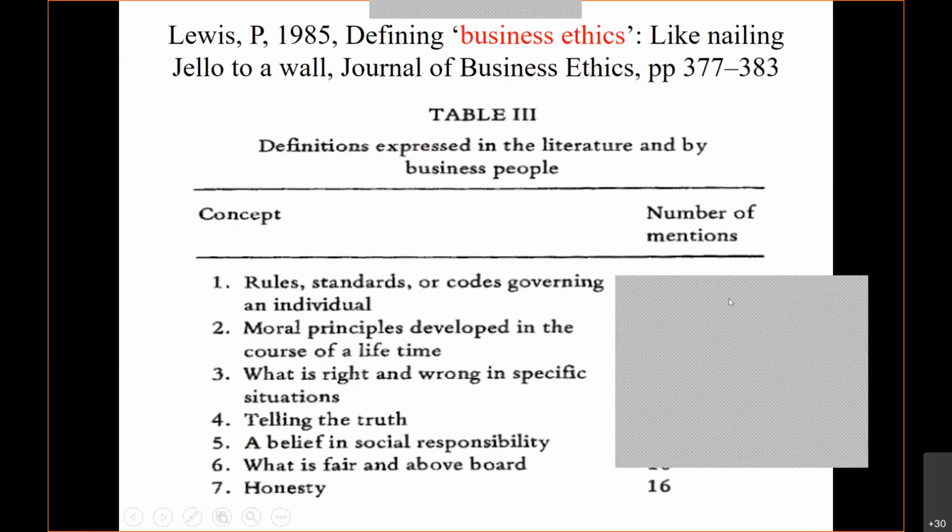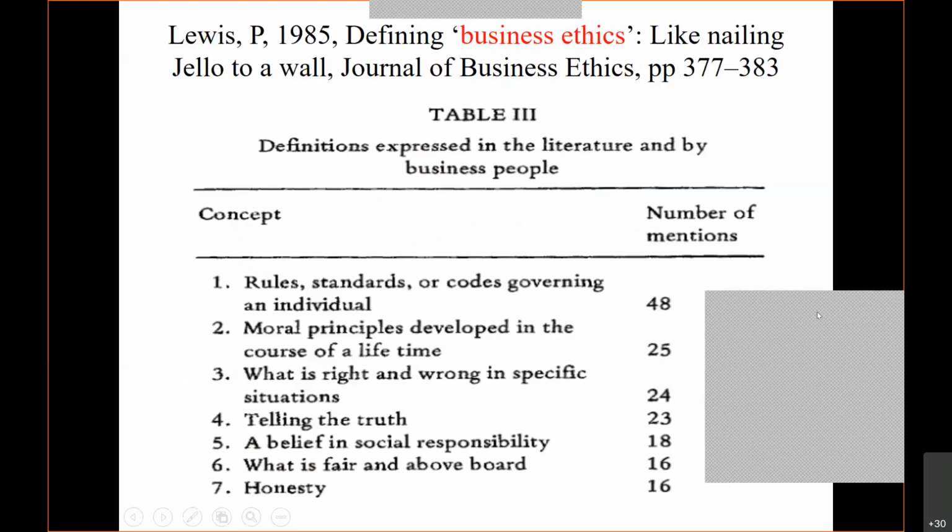And here is the scholarly article that I brought up in a discussion that a classmate and I had. This is from Lewis, 1985, defining business ethics. It says it's like nailing jello to a wall. You know, jello, the funny stuff that we eat, like ice cream, and it wiggles and you can't hold it. So he says, pick a bunch of jello and try to nail it to the wall so it stands. It's kind of an impossible, difficult task. He says, look, defining business ethics is pretty difficult too. Well, I just defined it, but he's telling me that my definition is not the only one, and there are a lot of others.